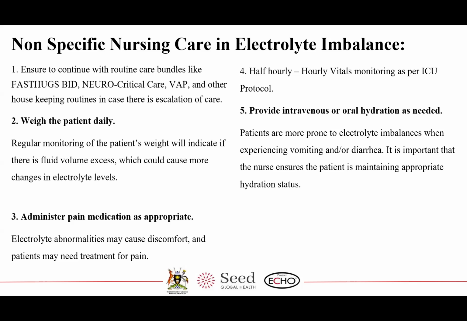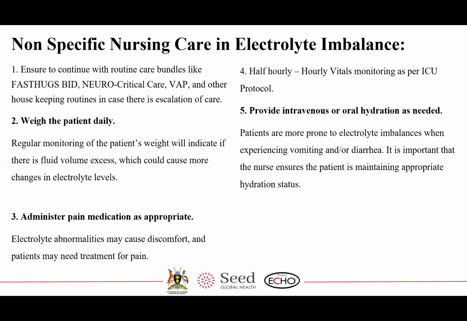For example, the first hugs BID, the neurocritical care bundle, the VAP bundle. So we've seen this patient in question. If we did not lose this patient, probably the patient was a typical patient for intubation. So you would have to institute all these care bundles to ensure that all this care is given to the patient in a comprehensive manner.